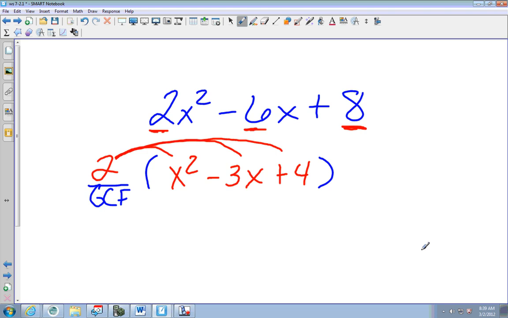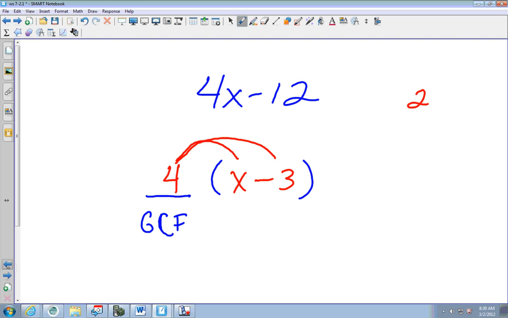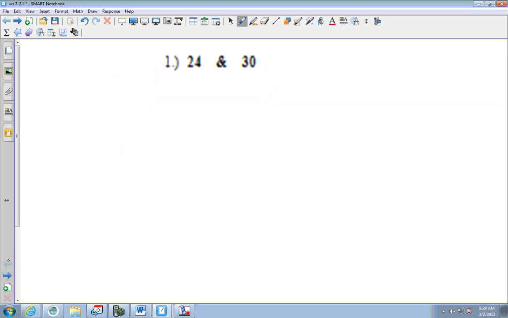This is what we're trying to work towards. So let's go back and look at the first thing on this sheet, because we need to review how to find our factors. Now we've got 24 and 30. Here's what we're going to do in that blank space: we're going to write out the factors for 24, and we're going to write out the factors for 30.